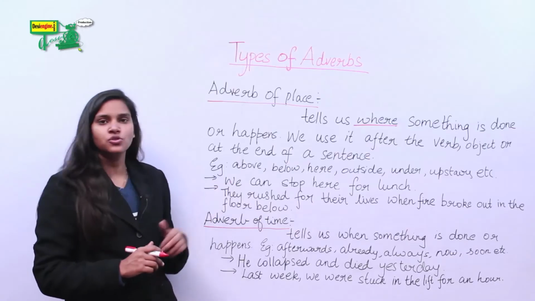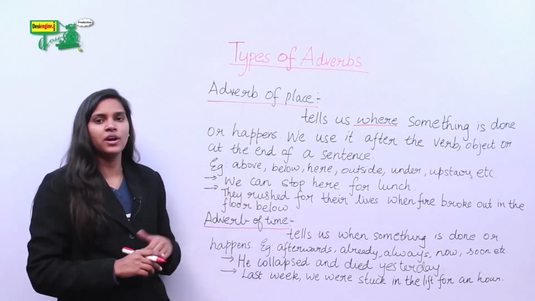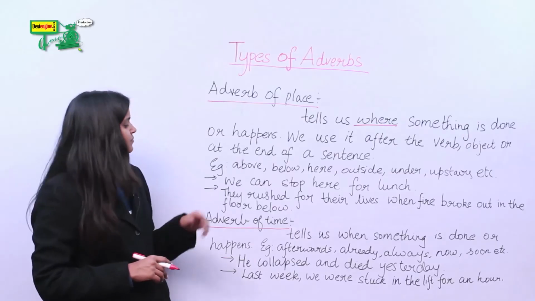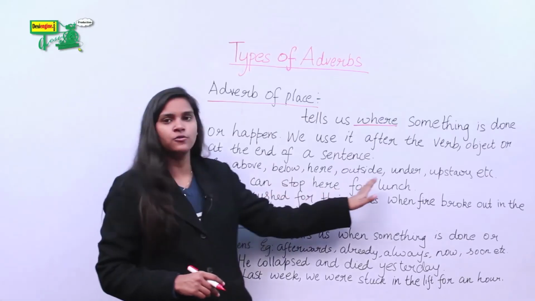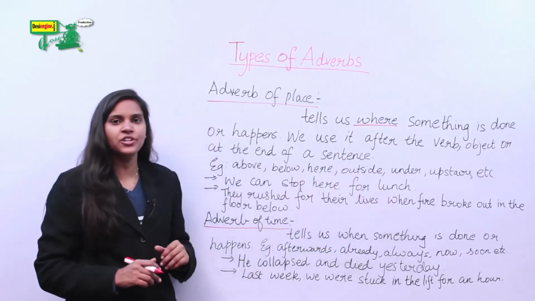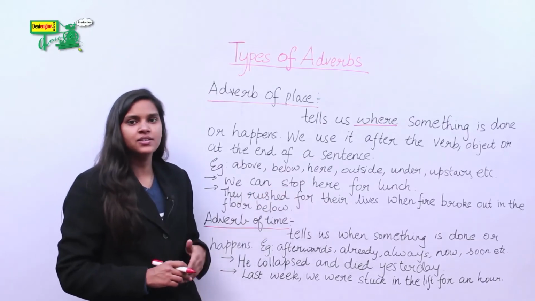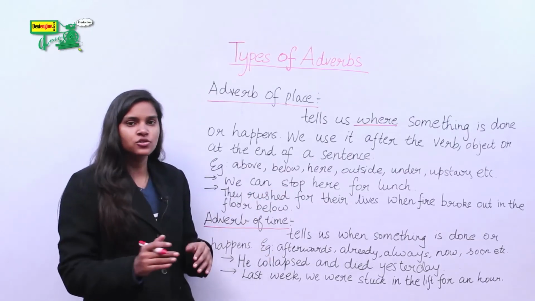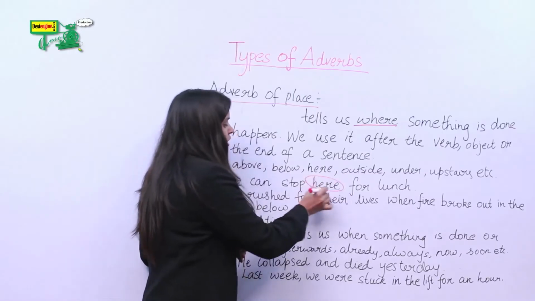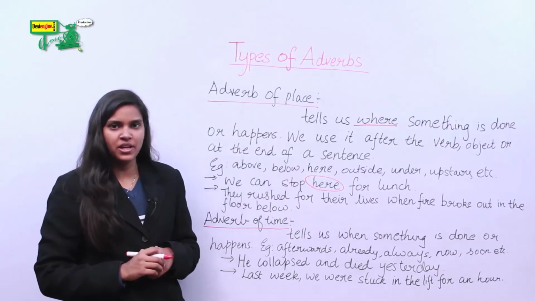I've written down 2 sentences where we'll try to identify the adverb of place. We can stop here for lunch. The question that we need to ask, the verb is stop where? The answer would be here for lunch. So, here is my adverb of place.